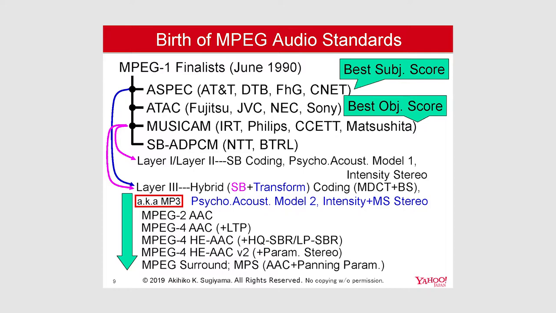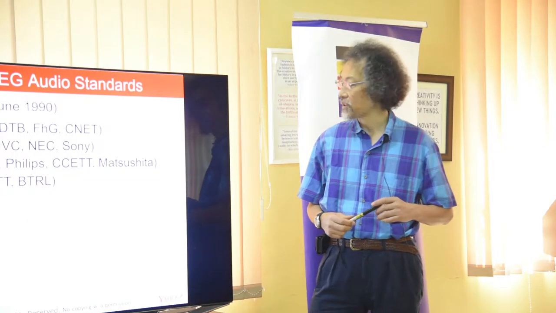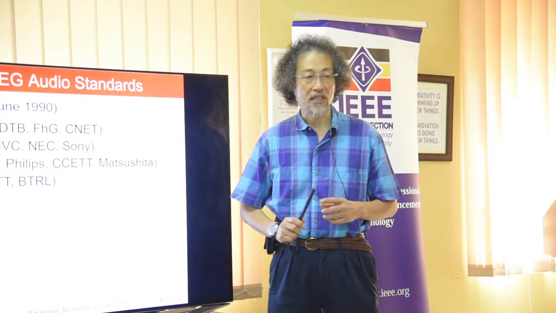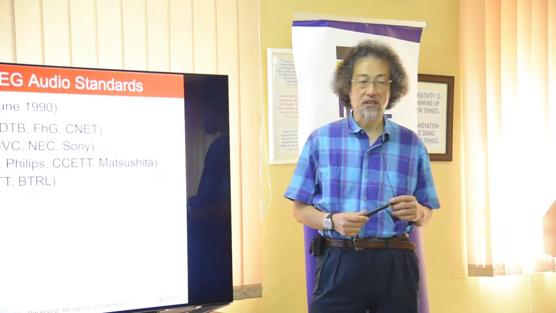The first one is called ASPEC, having members of AT&T Bell Laboratories in the US, DTB, Deutsche Thomson Brandt, that was a consumer electronics company in Germany. FHG is a half government-owned research institute in Germany. This is actually still the giant in audio coding in the world today. CNET was a research institute in France.